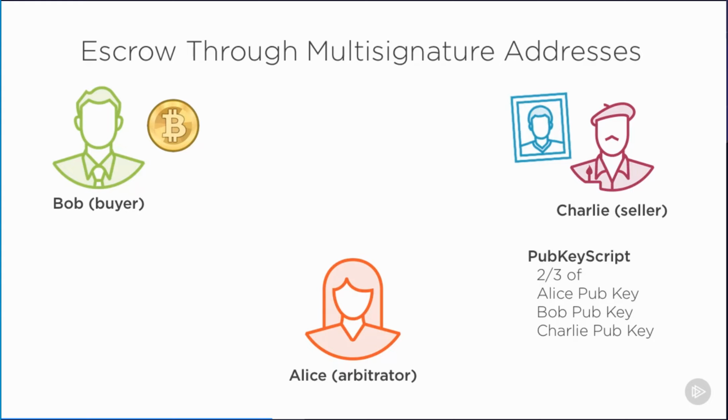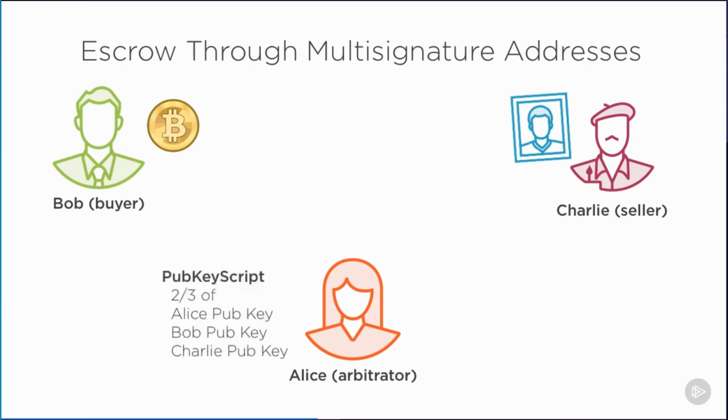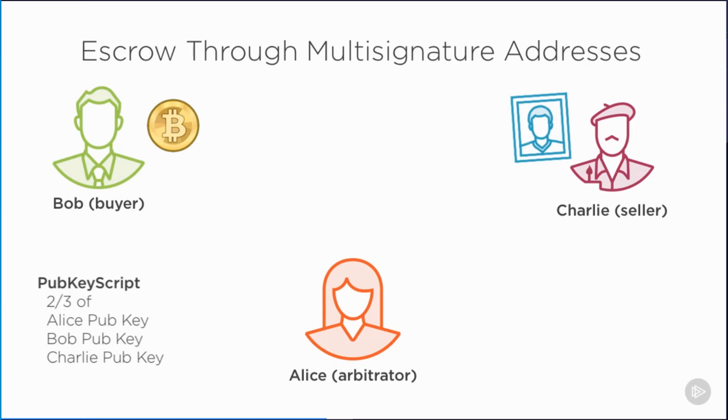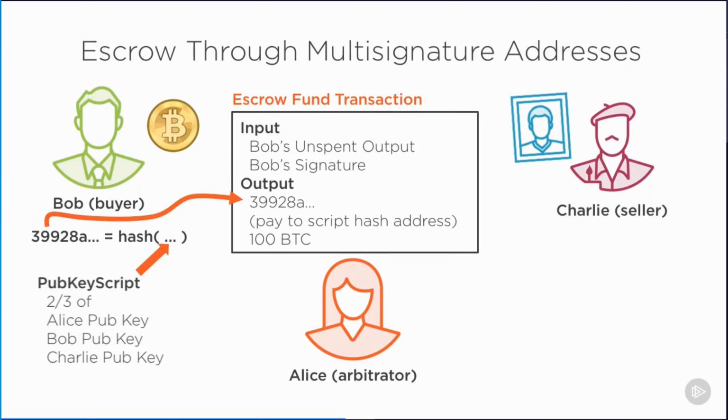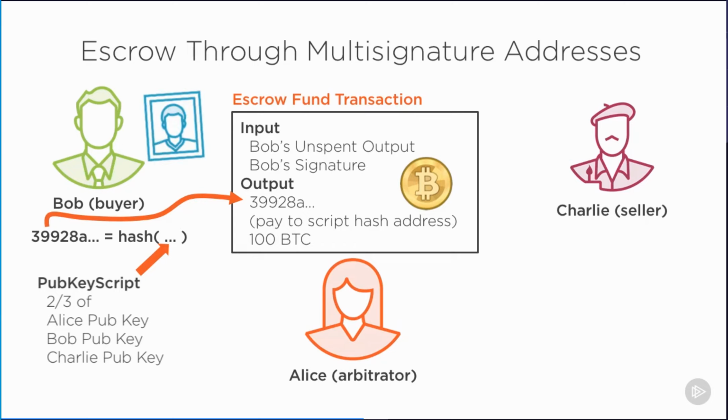Recall that this means the payment is sent to a hash of a script. To spend funds, you need to provide a script that hashes to this value along with any necessary signatures. Charlie sends this script to Bob, who checks to make sure the public keys are right, hashes it, and then makes payment to that hash address. Once Charlie sees payment, he ships the painting.